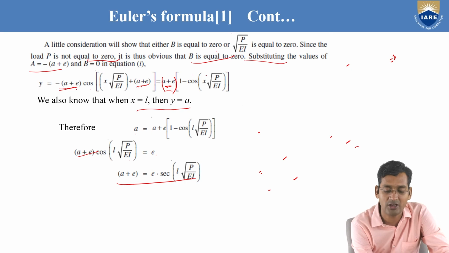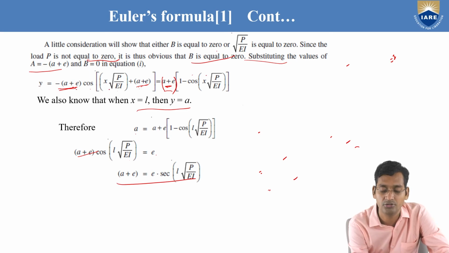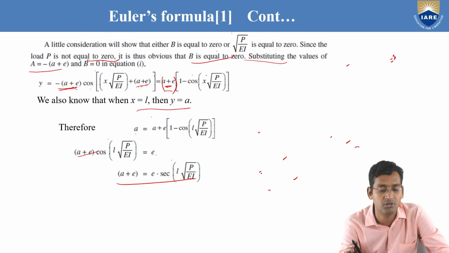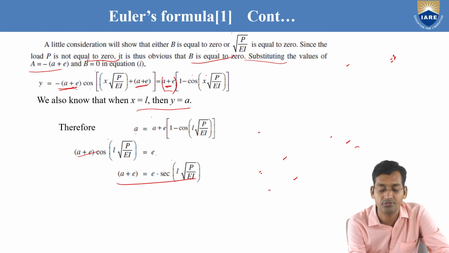So substitute the values of A and B. A is this one, so y equals minus a plus e. The cos term was there, right? So minus a plus e cos of this one, and the sine term totally becomes 0, and this term remains there.